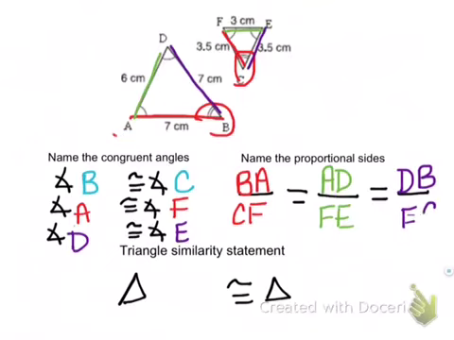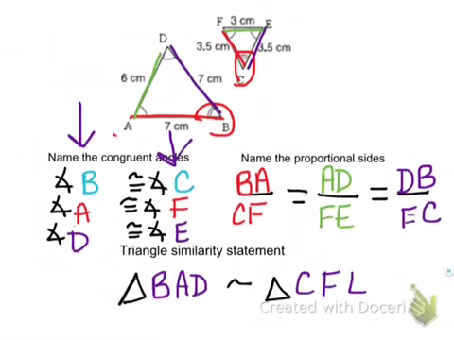And finally, I want to name my similarity statement. So I've got it congruent. I want it just to be similar. So if I name my similarity statement, I'm going to name this triangle. So let's go in the same order as we did our angles. Triangle BAD is going to be similar to triangle CFE. Let's name them in the same order here. And that way my similarity statement matches my congruent angles and my proportional sides.